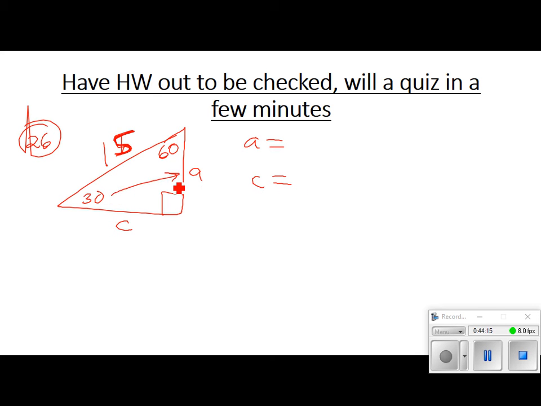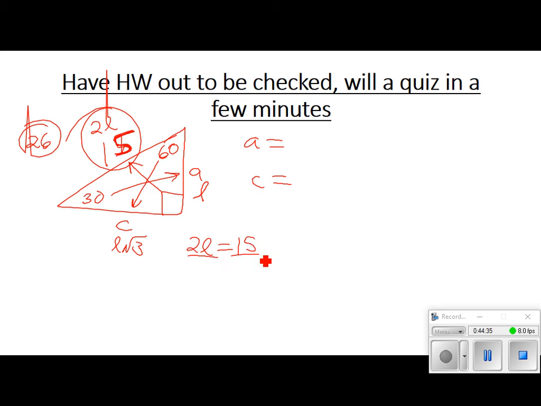Side across from the 30-degree angle should be labeled what? L. Side across from the 60-degree angle? L radical 3. Side across from the right angle? 2L. What equation can we set up? 2L equals 15. Divide by 2. What's that give you? 7.5. So what is A then? 7.5. So that's part of our answer.